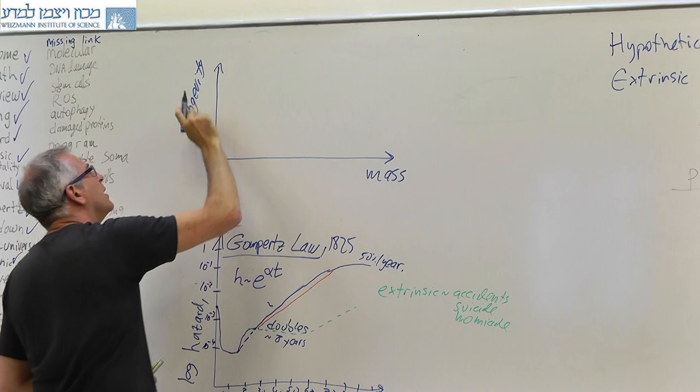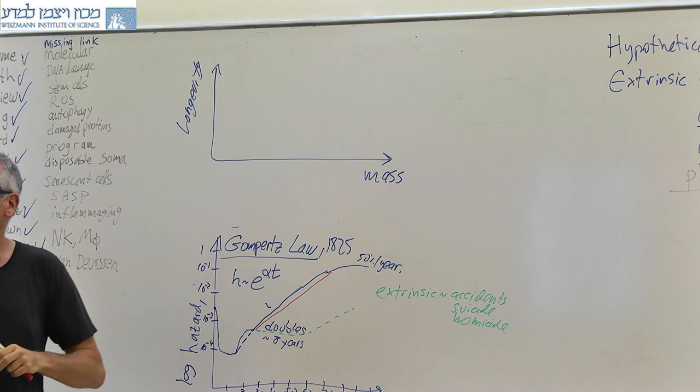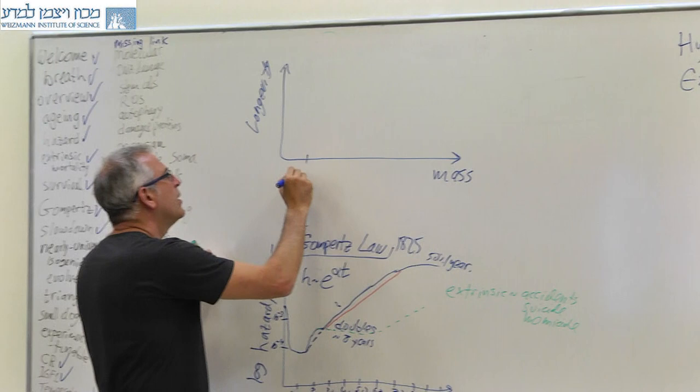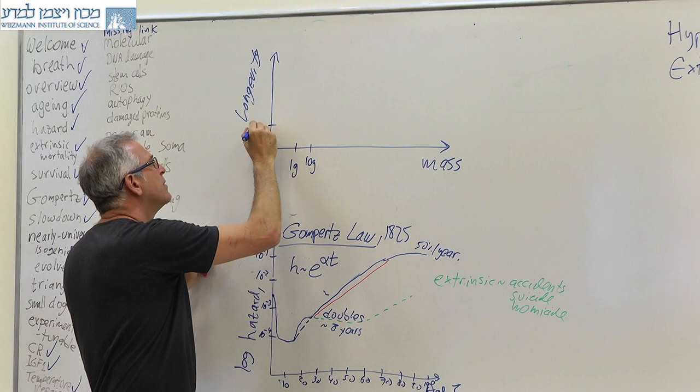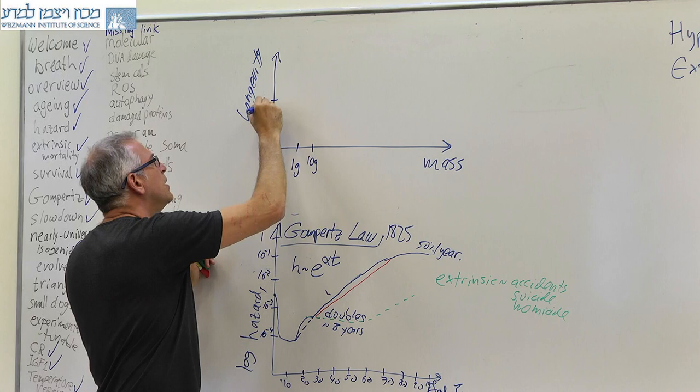Longevity, there's mean lifespan. Longevity, usually maximum lifespan ever measured, something like that. And so here we have 1 gram, 10 grams. This is the world of the mouse. I live, as I said, 2.5 years. And I'm going to put some log scale here. 10 year, 30 year. So the mouse lives here.